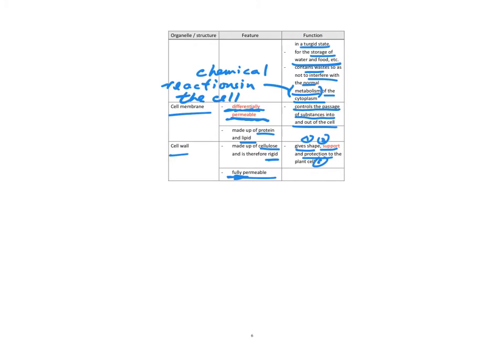Give shape. Most plant cells look like this, with a regular shape. And it gives support. It is harder and rigid, so it gives support. And because it is rigid, it gives protection to the plant cell too.